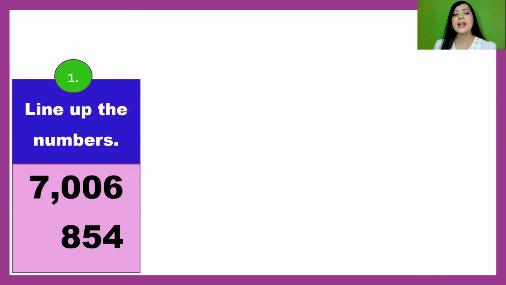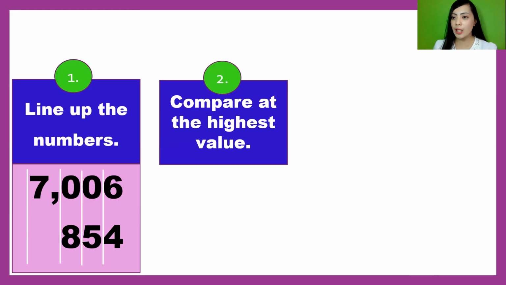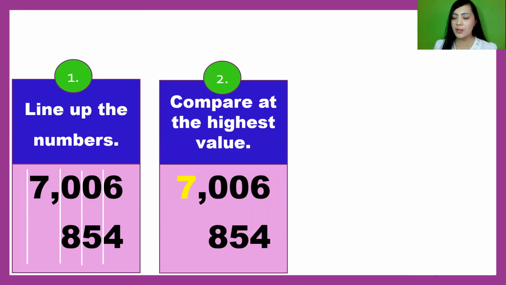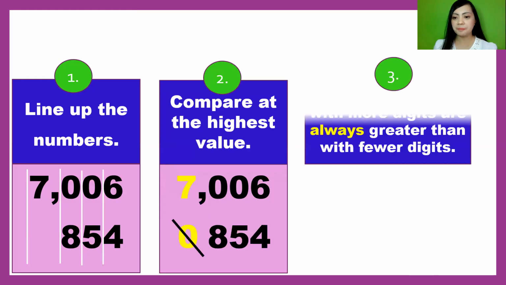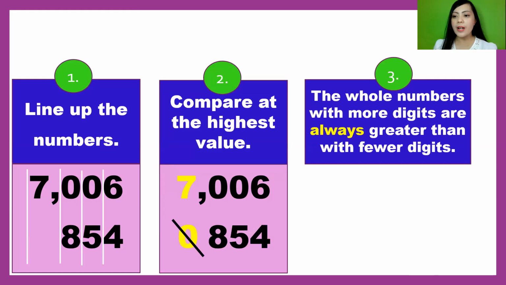All right. How to compare numbers? Line up the numbers. 7,006 and 854. Look at the numbers. One set of numbers has 4 digits. One set of numbers has 3 digits. As I have said, you compare at the highest value. The highest value there is the thousands place, but the other one is in the hundreds place. There's nothing in the thousands place of 854. So obviously, the whole numbers with more digits are always greater than those with fewer digits.